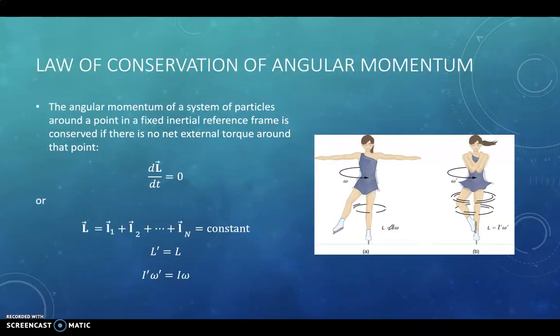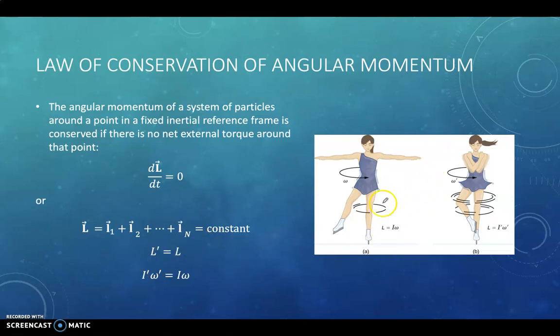All right, and then we need to talk about the law of conservation of angular momentum. Okay, so this is where it gets a little interesting. The angular momentum of a system of particles around a point in a fixed inertial frame is conserved if there is no net external torque around that point. Or we can say dL/dt is equal to 0, or L is equal to a constant. The total angular momentum of a system is going to be constant.